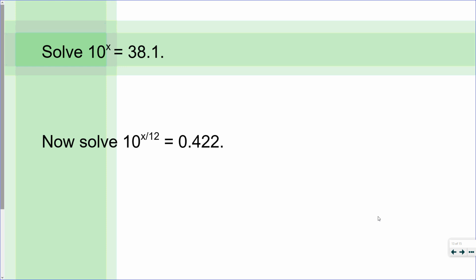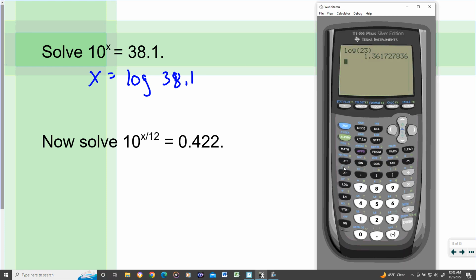Okay, so let's try a few of these, right? For the first one, you just simply have to take a log of both sides, right? Until you get x equals log 38.1, and that value is log 38.1, 1.58.